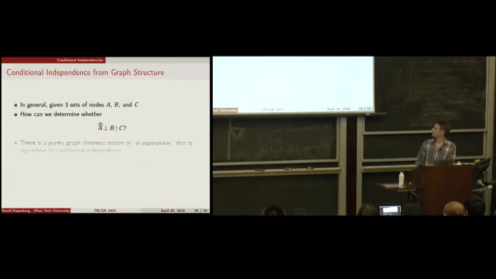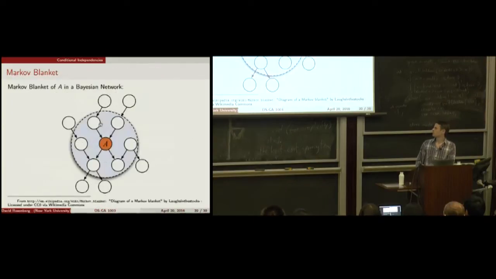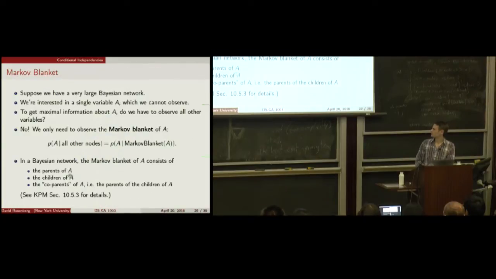So the Markov blanket, and I guess there's a theorem about this, but we've seen it pretty much. The Markov blanket of A is the parents of A, the children of A, and what are called the co-parents of A, which are exactly the parents of the children of A. Great.